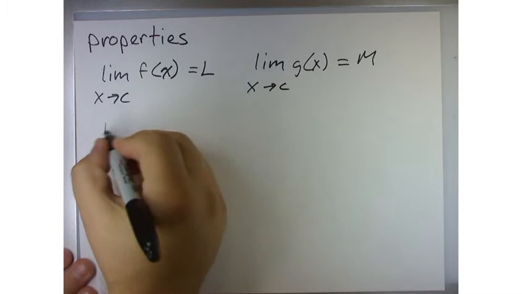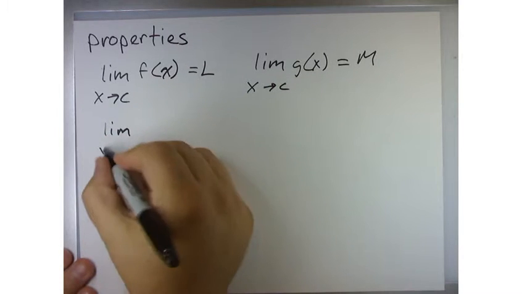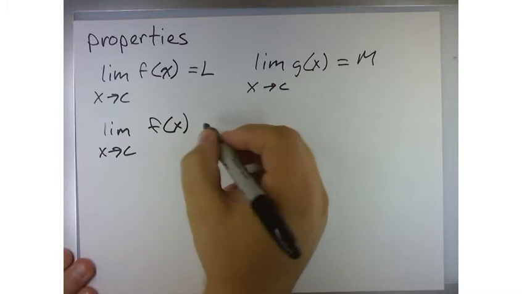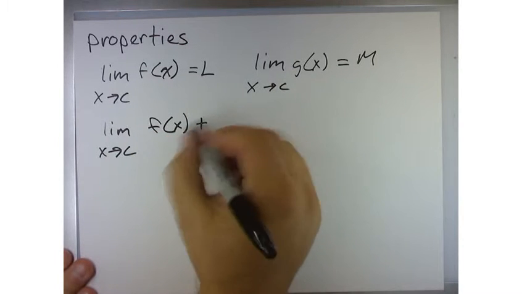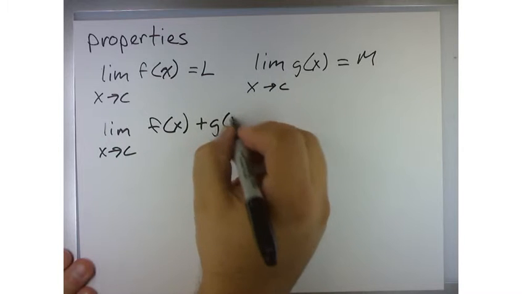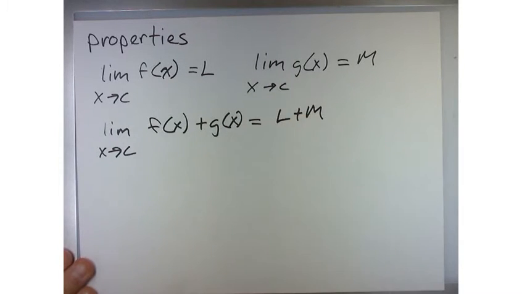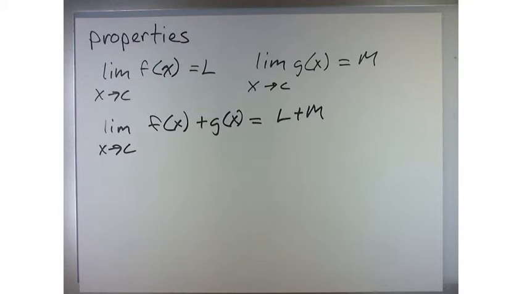Then the limit of f of x plus g of x is equal to L plus m. And you might think, well, Mr. Adams, that's kind of dumb. No, it's easier, because sometimes we could take these really complicated functions and make them a sum of two functions. Then we take the limits of each individual function and add them up.